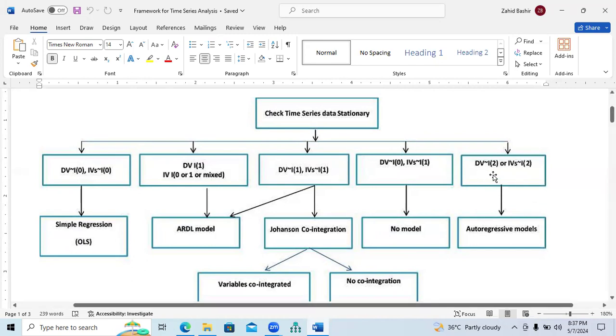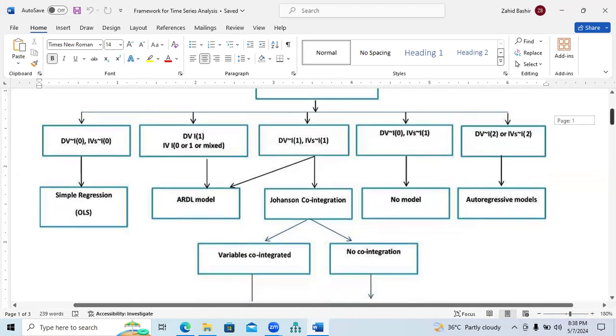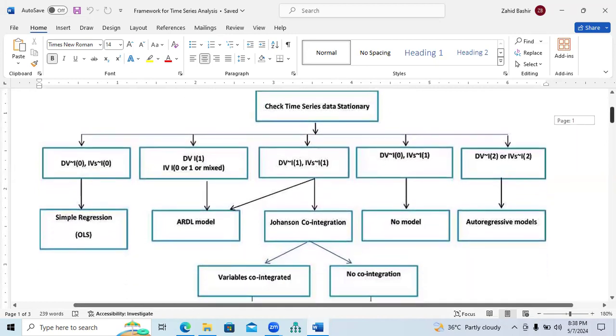The last thing that you need to consider is if your dependent variable is stationary at second difference. It means it is not stationary at first difference, rather it is stationary at second difference, and your independent variables are also stationary at second difference. It is the case where you are going to apply the AR model, AR1 or AR2 model. So that is the autoregressive model procedure. So this is the basic framework that you need to follow for your time series analysis.